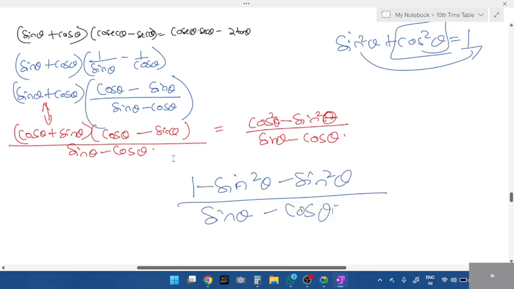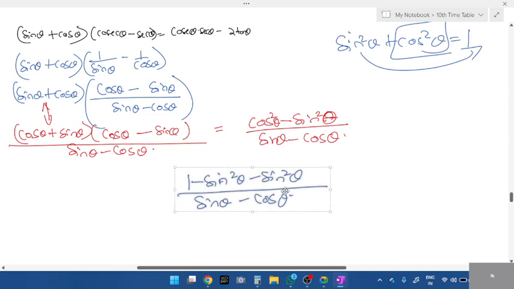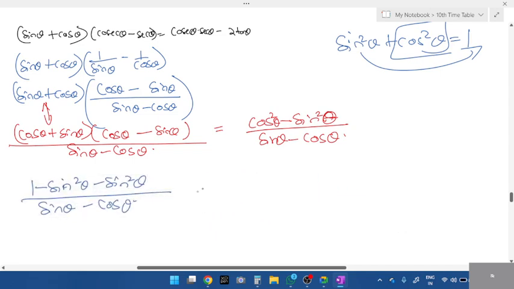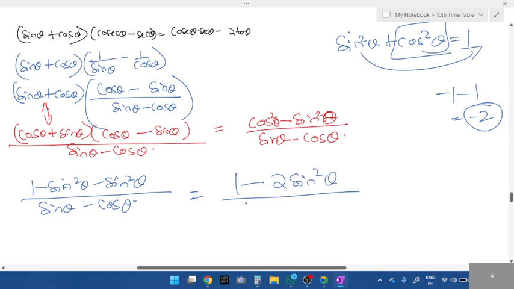What is sin square theta minus sin square theta? What is minus 1 into minus 1, students? The answer is minus 2, right? So what do you get? 1 minus 2 sin square theta, divided by sin theta minus cos theta.